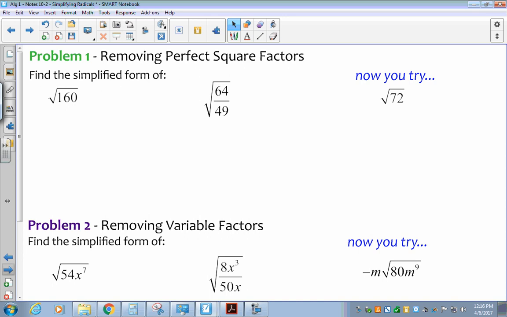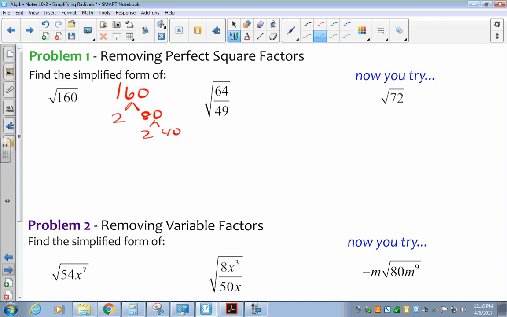So when we look at this, we're going to find the simplified form of these square roots. Okay, we're going to go square root of 160. So we're going to break that down into its factors. 80. 2 times 40. 2 times 20. 2 times 10, and 2 times 5. So that's 1, 2, 3, 4, 5 2s and a 5.